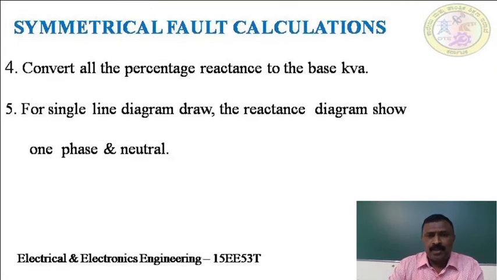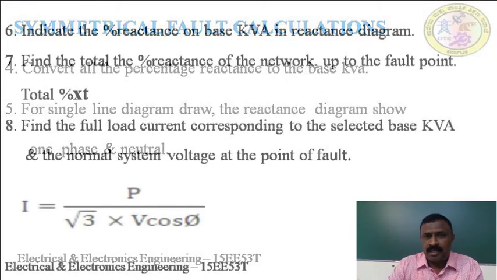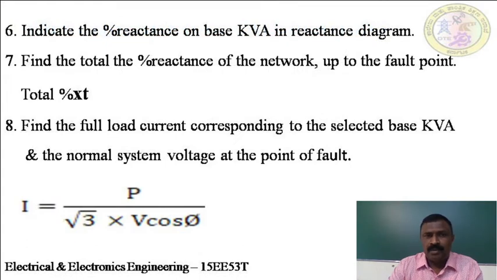The fourth point is, once you select the base kVA, we have to convert all the rated percentage reactances to the base kVA. Fifth point, we have to redraw the single line diagram, which we call a reactance diagram. This reactance diagram shows only one phase and neutral, since it is a symmetrical fault and the same magnitude will flow through the other two phases. Next, we have to indicate the percentage reactance at base kVA in the reactance diagram.